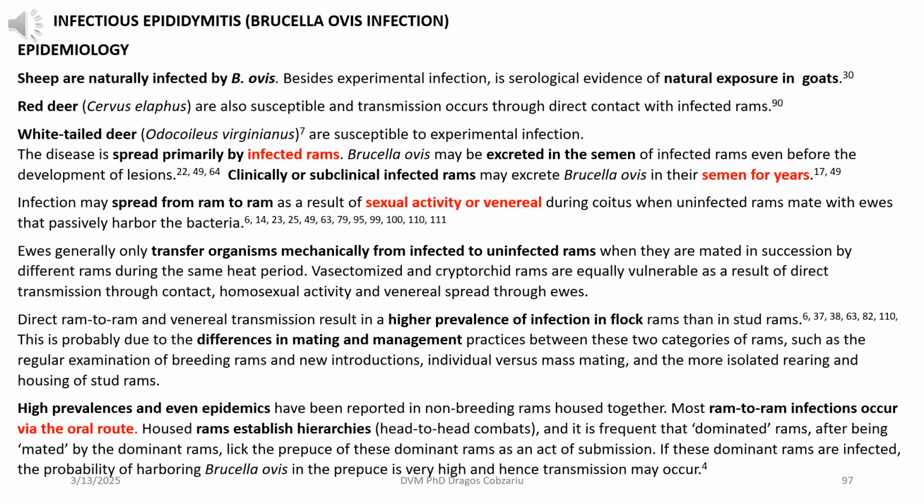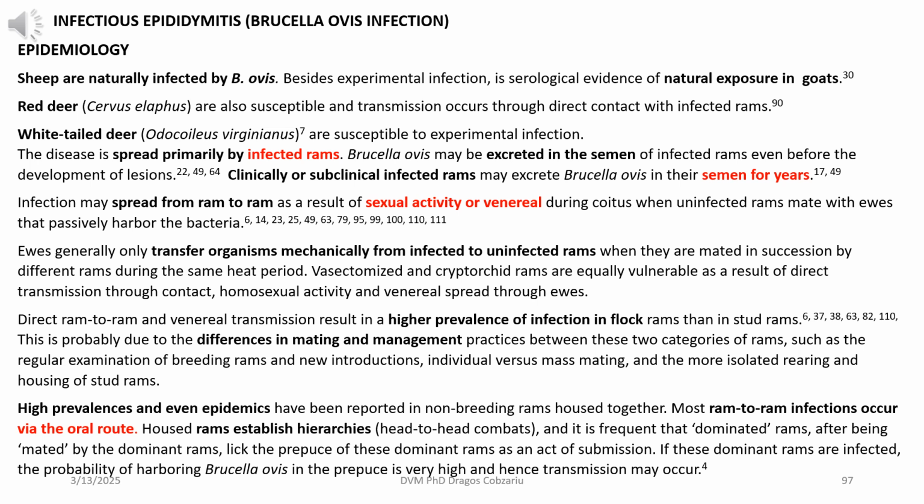Infection may spread from ram to ram as a result of sexual activity or venereal during coitus when uninfected rams mate with ewes that passively harbor the bacteria. Ewes generally only transfer organisms mechanically from infected to uninfected rams when they are mated in succession by different rams during the same heat period. Vasectomized and cryptorchid rams are equally vulnerable as a result of direct transmission through contact, homosexual activity and venereal spread through ewes. Direct ram-to-ram and venereal transmission result in a higher prevalence of infection in flock rams than in stud rams.